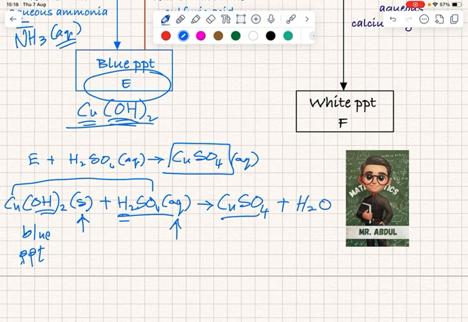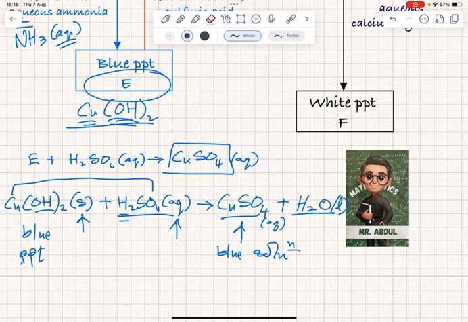This is your salt, okay? This is your water, right? And this is basically your blue solution, yeah? Blue solution, right? That's why it's aqueous state. Water will be liquid, and if we want to balance up, okay, let's try to balance up.